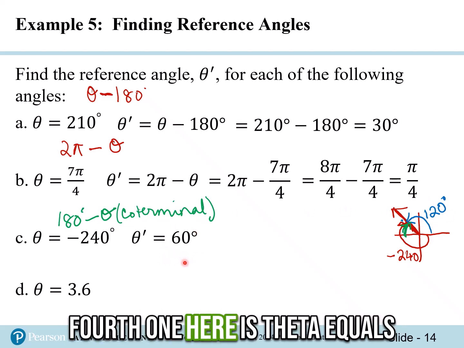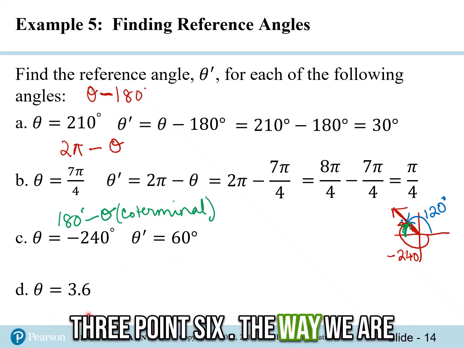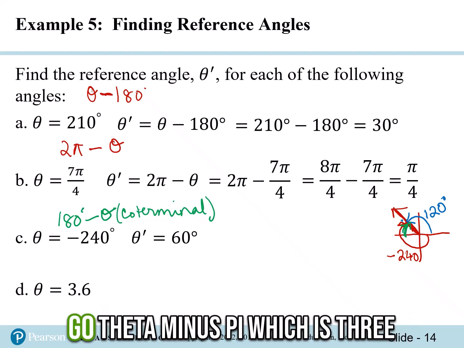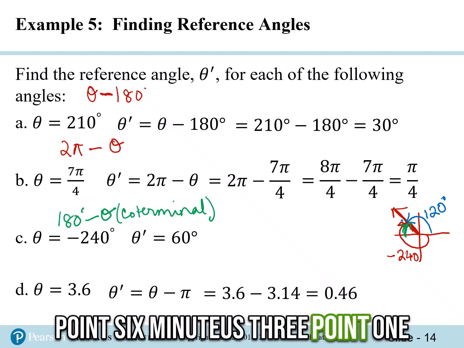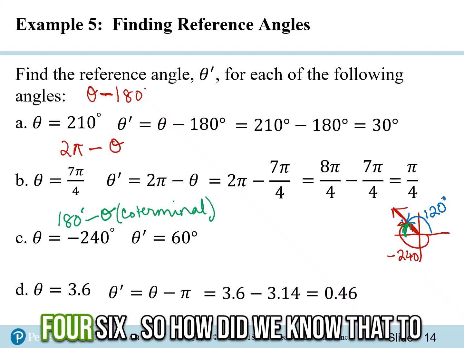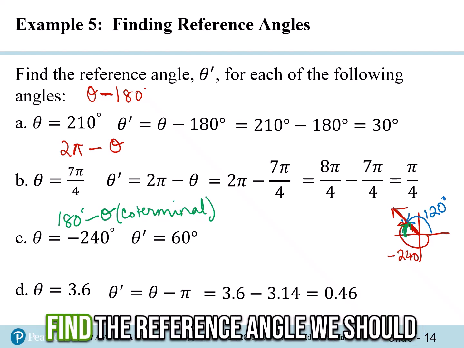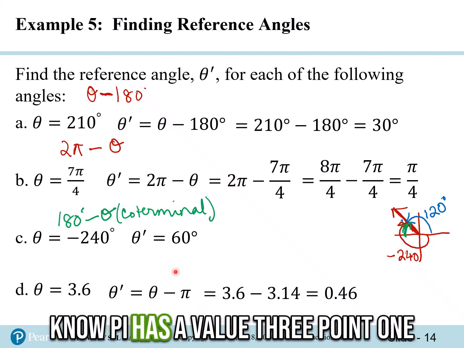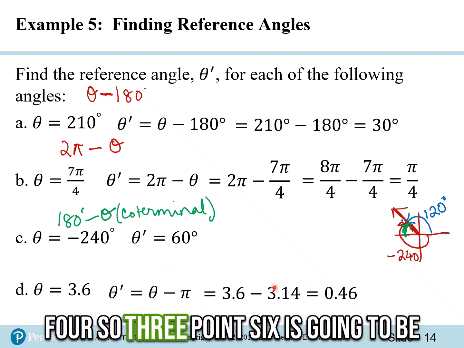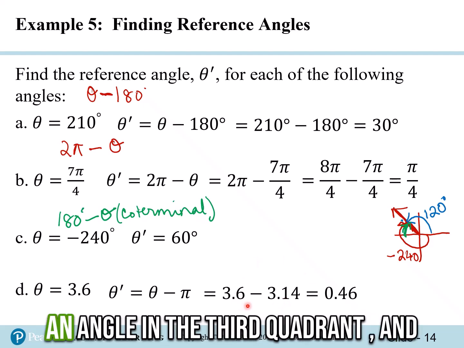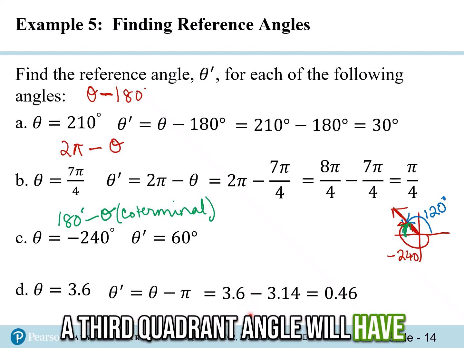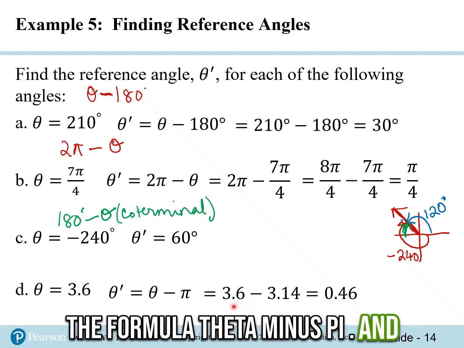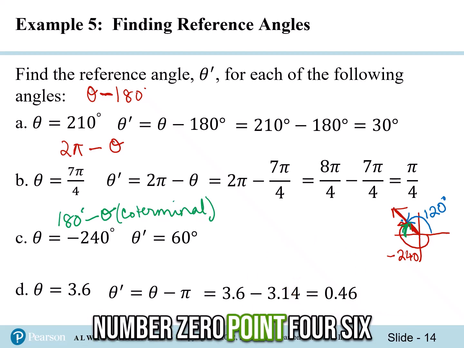The fourth one here is theta equals 3.6. The way we are going to do that, 3.6, we go theta minus pi, which is 3.6 minus 3.14, which is equal to 0.46. How did we know that to find the reference angle we should use the formula theta minus pi? We know pi has a value 3.14. 3.6 is going to be an angle in the third quadrant, and a third quadrant angle will have the formula theta minus pi, and that's how they came up with this number 0.46.